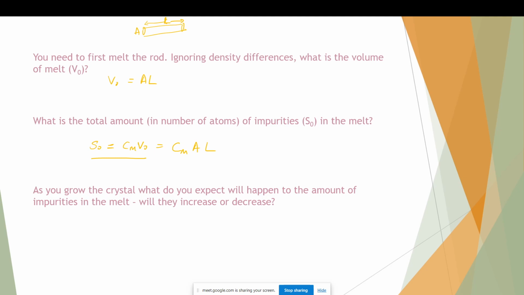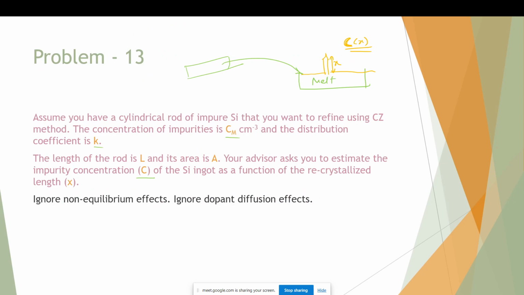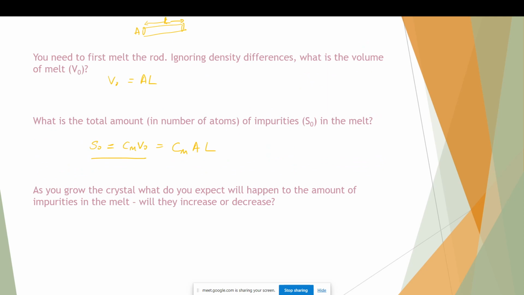Next question: as you grow the crystal, what do you expect will happen to the amount of impurities in the melt? Will they increase or decrease? We have already discussed this. Will the total amount of impurities in the melt remain the same? Here we'll assume that K is less than 1. So now what do you think? It will increase.